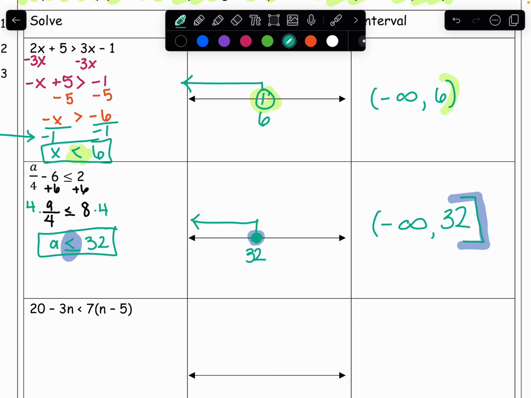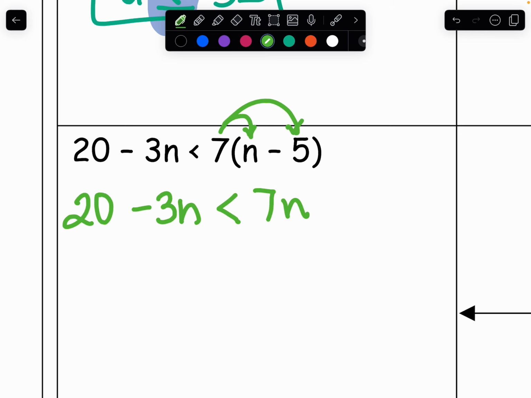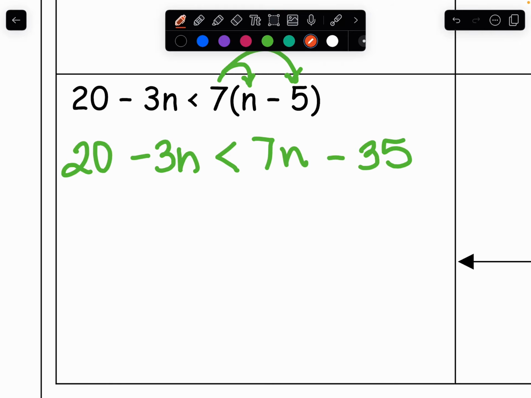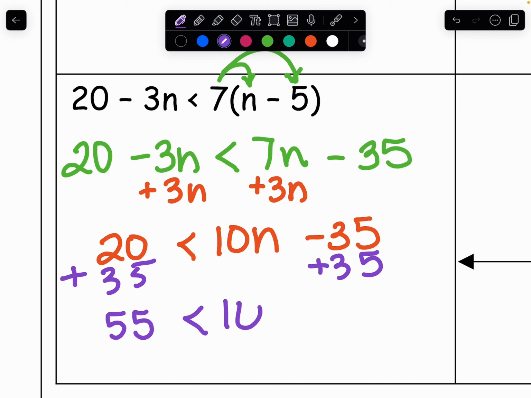Okay, last problem we're going to do. Here we go. Okay, so I'm going to distribute that 7 in. So I get 20 minus 3n is less than 7n minus 35. Now, I know some of you might subtract 7n, but for a moment, I want you to add 3n to both sides. Kind of have to write small in here, just be careful. So we get less than 10n minus 35. Then I'm going to add 35 to both sides, which will give us 55 is less than 10n. And now my last step is to divide both sides by 10.